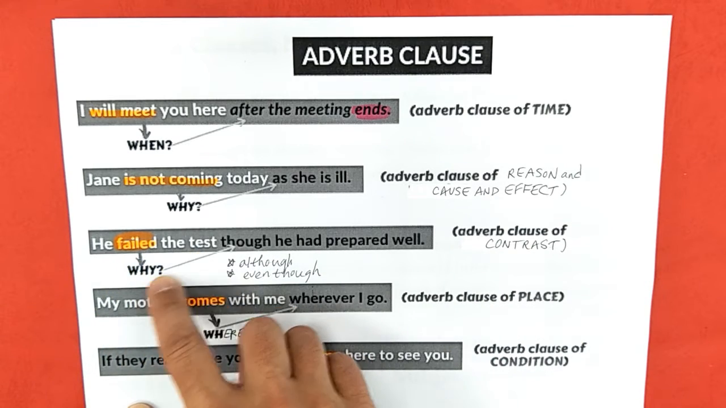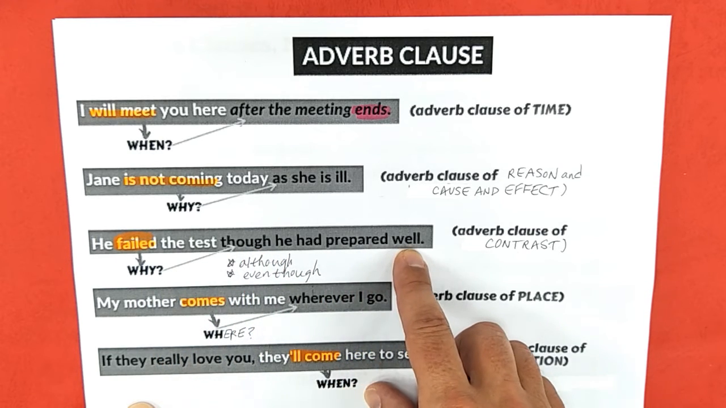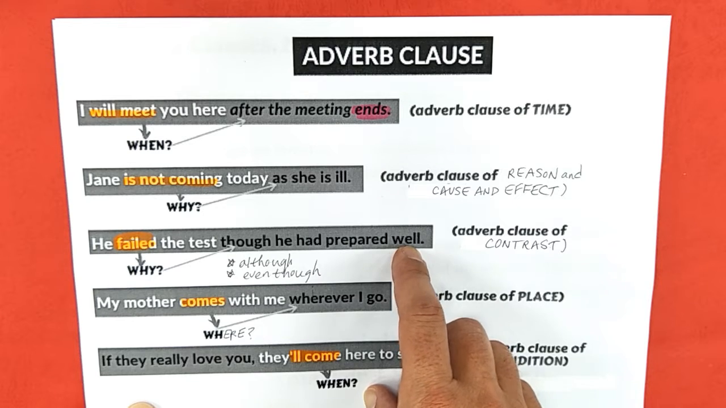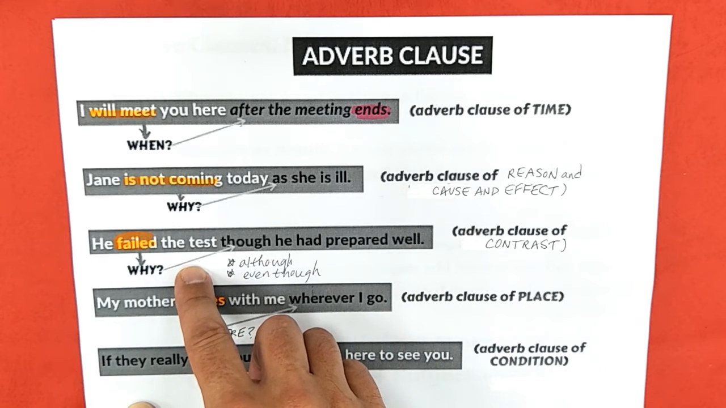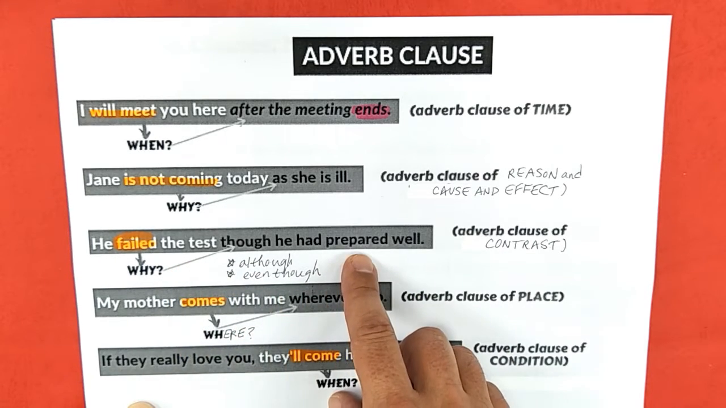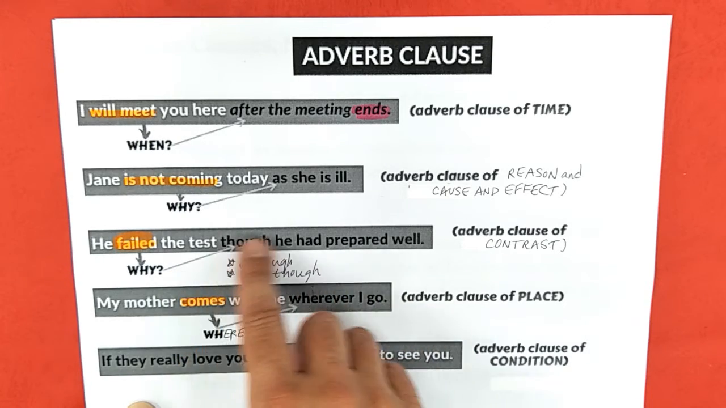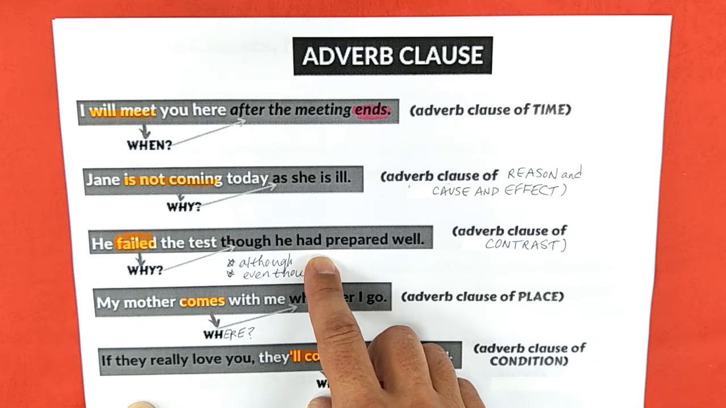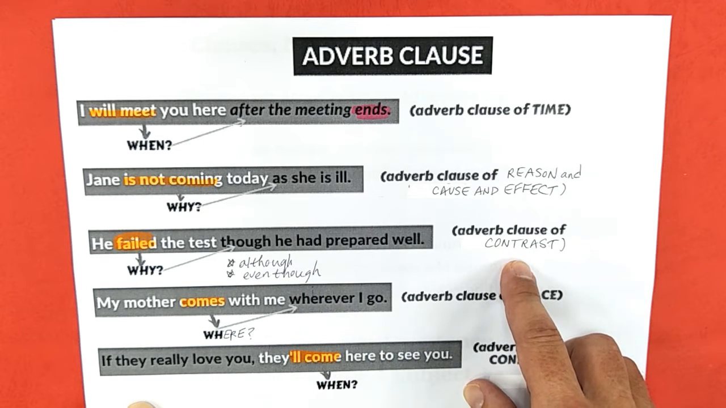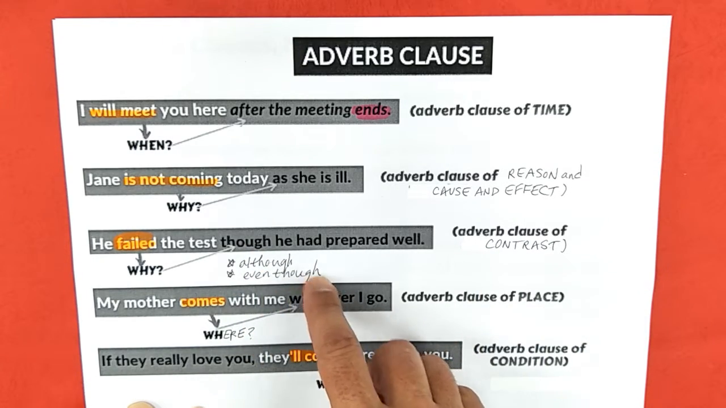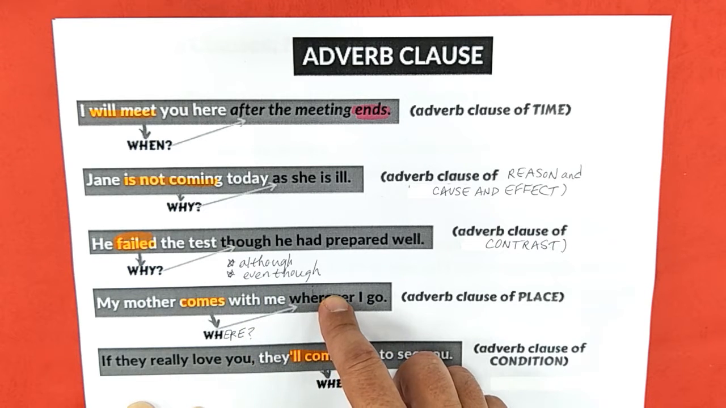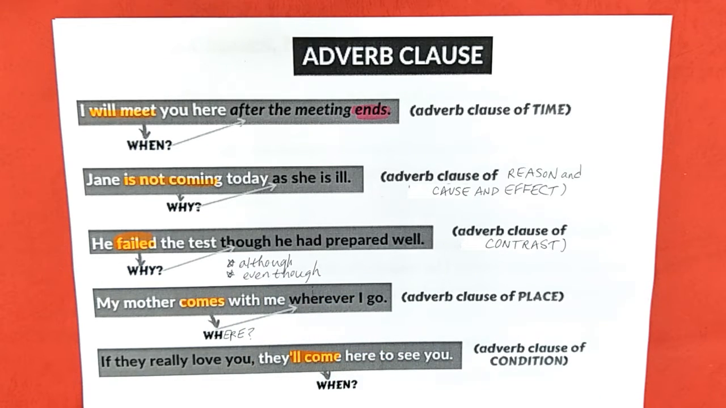Alright, let's take a look at adverb clause of contrast. He failed the test. Why? Why did he fail the test? Though he had prepared well. This is a contrast. He prepared well for the exam, so he should have passed the test. So you can see he prepared, but he failed. So those are like opposites of what should have happened. So we call that an adverb clause of contrast. Though, although, even though, are all the same.